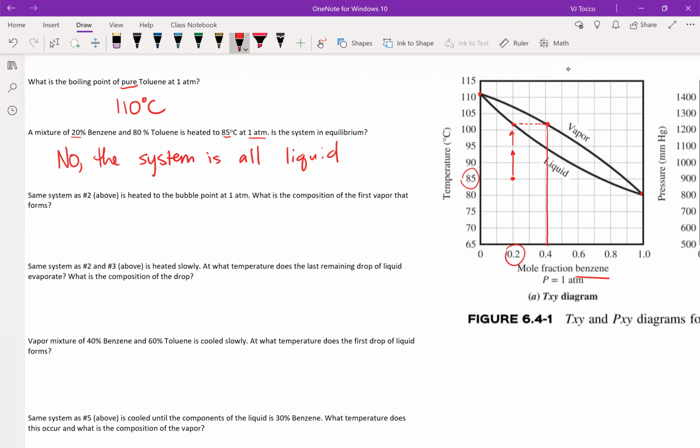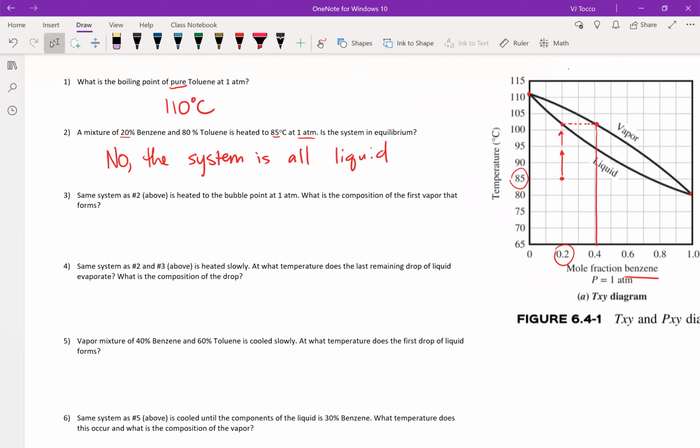Therefore, benzene is going to want to vaporize more easily. Therefore, the composition of benzene in the vapor phase should be greater than the composition in the liquid phase. I'm going to write that because that is an important bit of intuition that you can use so that you don't have to memorize things.